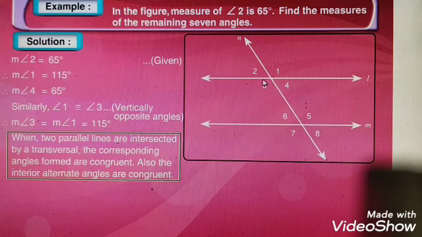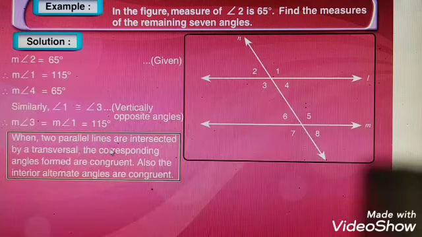Similarly, can I say angle 1 is congruent to angle 3? Again, vertically opposite angles are there. Therefore, angle 1 is congruent to angle 3. The reason will be vertically opposite angles. Therefore, the measure of angle 3 is equal to the measure of angle 1, which is equal to 115.